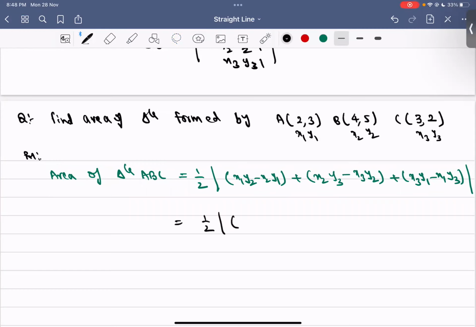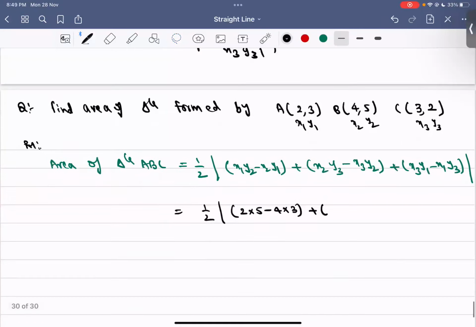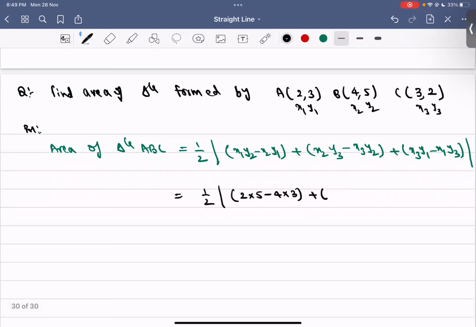1 by 2 into mod of x1, which is 2, into y2, which is 5, minus x2, which is 4, into y1, which is 3. That is the first bracket. The second one is x2, which is 4, into y3, which is 2, minus x3, which is 3, into y2, which is 5, plus x3, which is 3, into y1, which is 3, minus x1, which is 2, into y3, which is 2.